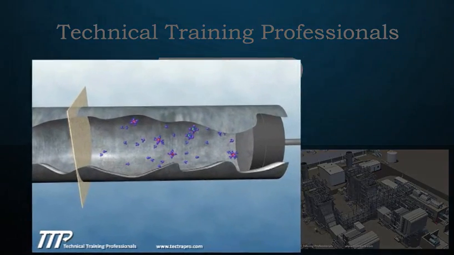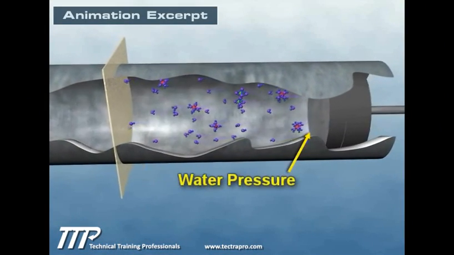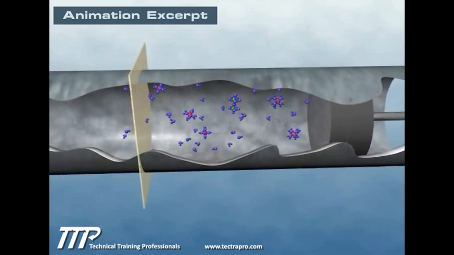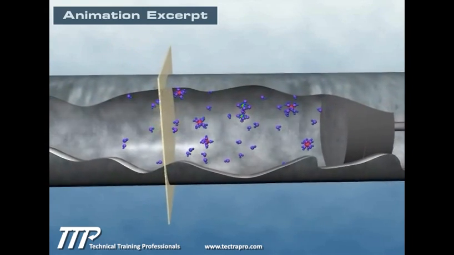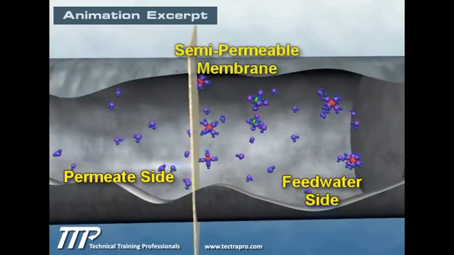Or clearly illustrating chemistry fundamentals. RO basically uses the water pressure produced by a pump to push water molecules through a specialized plastic filter, while leaving hydrated ions behind.